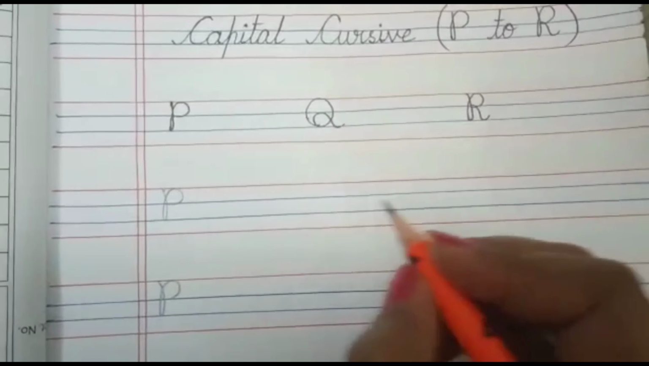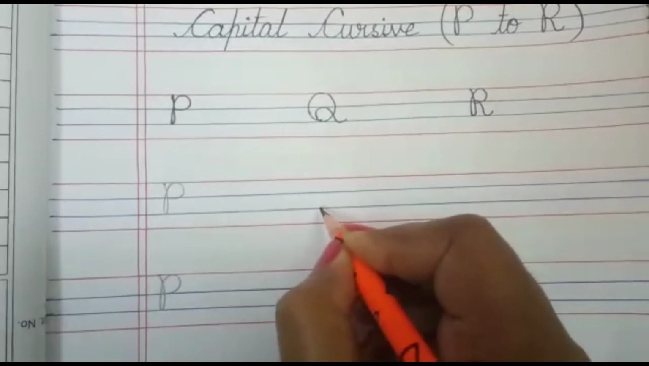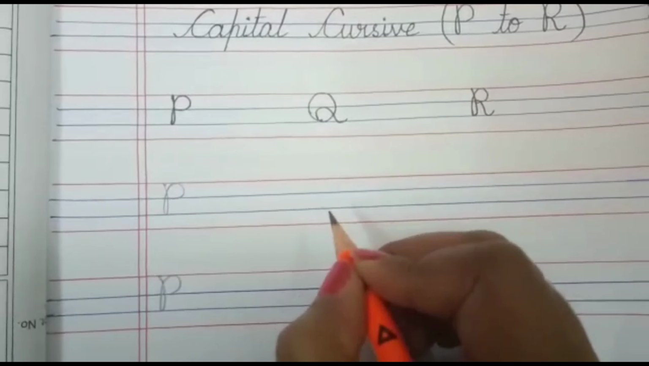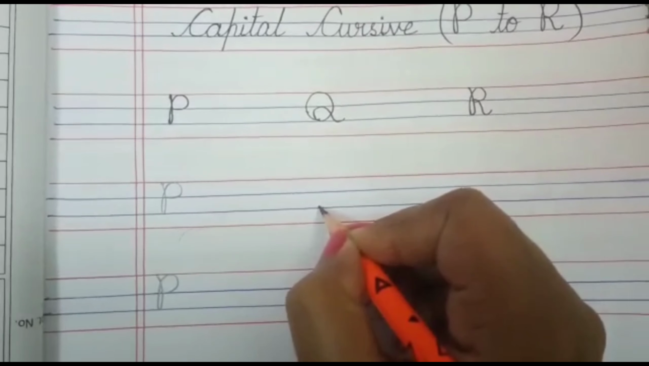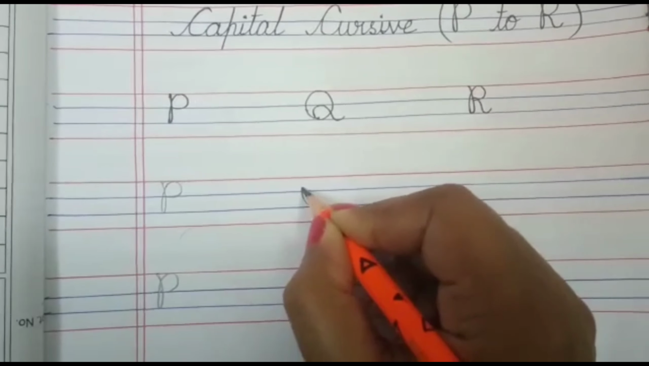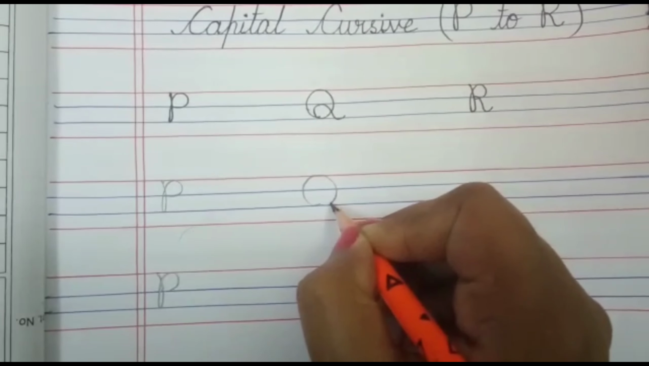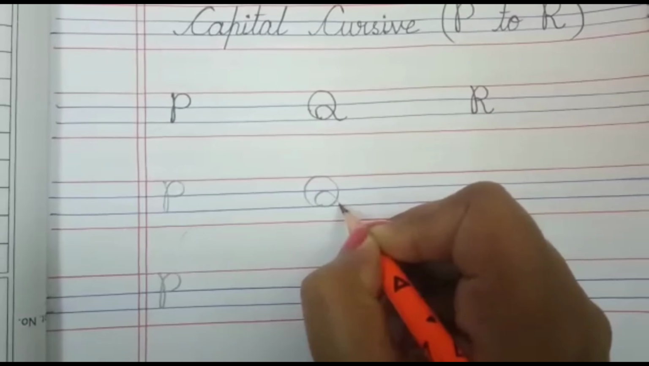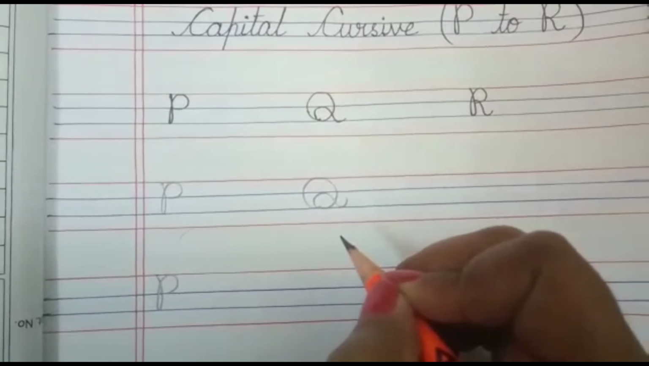Now I am going to show you how to write Q. This second blue line is our starting point. So I have put a dot over here. From here, I will make a circle in anti-clockwise and I will go up to the red line. There I will make a circle and then I will touch this first blue line and I will come down. Understood? In this way we will write Q.